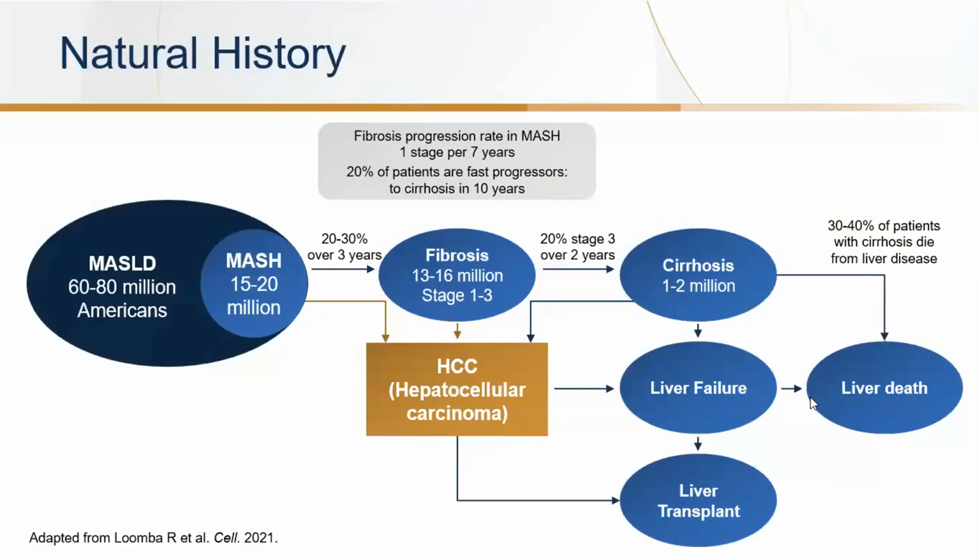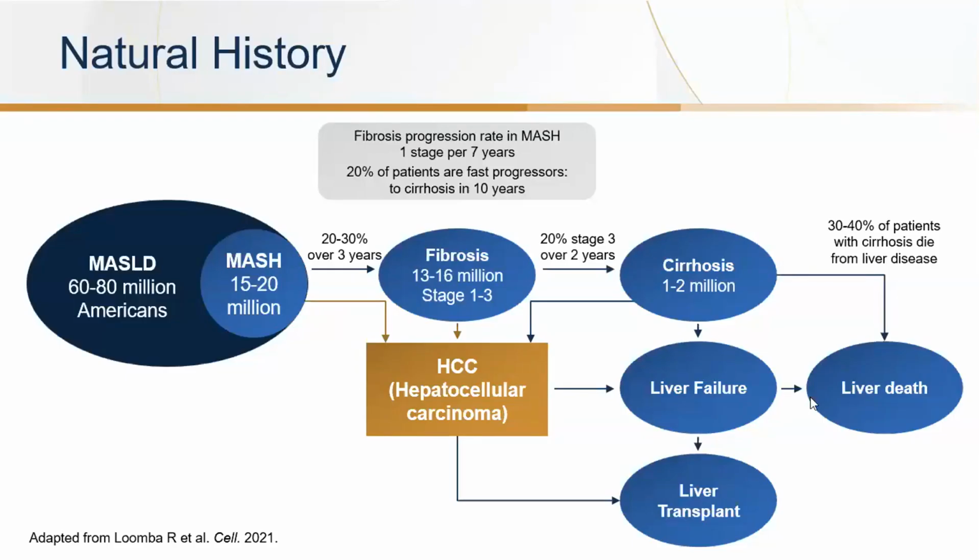All right, so our natural history. So I like to always tell people that a lot of people have MASLD. A lot of people have fatty liver. It affects a lot of people because, as you know, those cardiometabolic risk factors are very common. However, only about 20%, a small subset of those patients, develop a more aggressive form with inflammation and scarring. So approximately, one stage per 7 years.